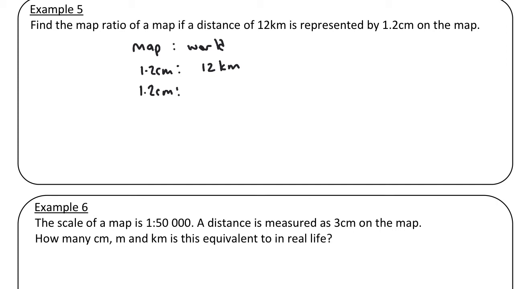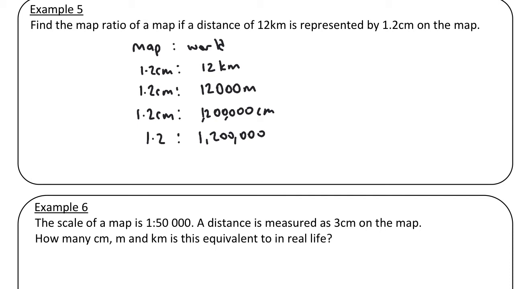So 1.2 centimetres. We'll change into metres first of all. So to change from kilometres into metres, we multiply by 1,000. So that's going to be 12,000 metres. So then 1.2 centimetres is going to be 12,000 multiplied by 100, because there's 100 centimetres in a metre. So we'll put 2 more zeros in. So that's 1.2 million centimetres. So now we can drop the units. So it's 1.2 to 1,200,000.